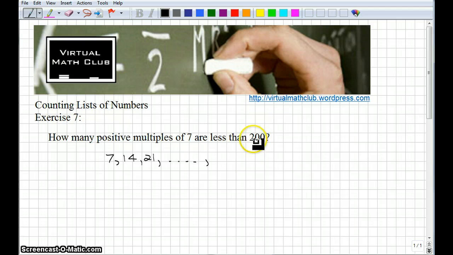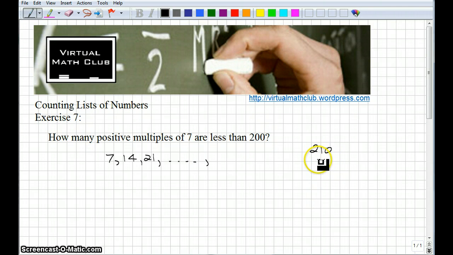So let's see if we can find the biggest multiple of 7 that's less than 200. There's a number of different ways that you could go about finding that number. This is the way I would do it. I would say, well, I know 210 is a multiple of 7, right? Because that's 30 times 7. But that's too big, obviously.